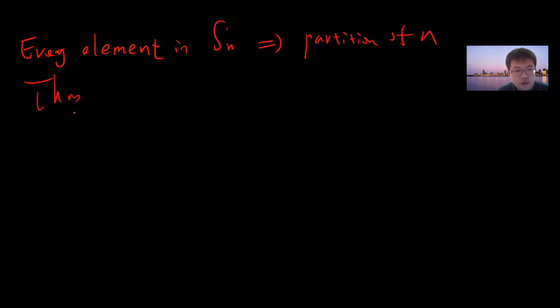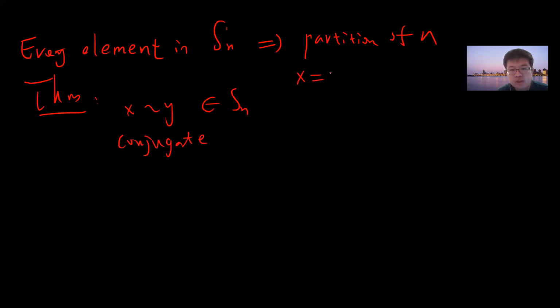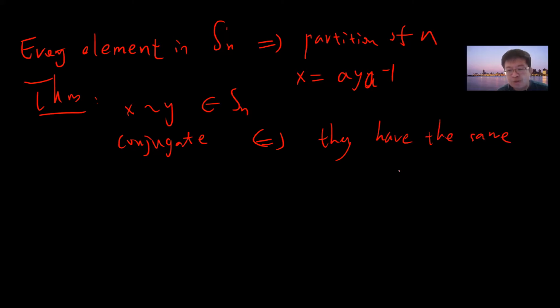Okay, so the theorem which we're going to prove is that if x and y in Sn are conjugate, remember that conjugate means that you can find a in Sn such that x equals a y a inverse, if and only if they have the same partition. Okay, so this is the non-trivial thing. They have the same partition.